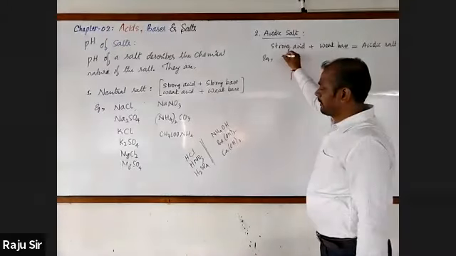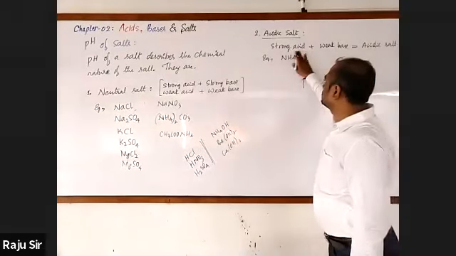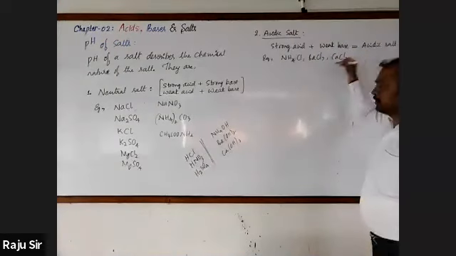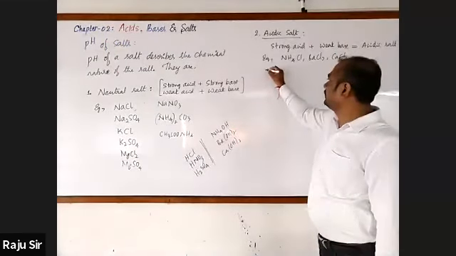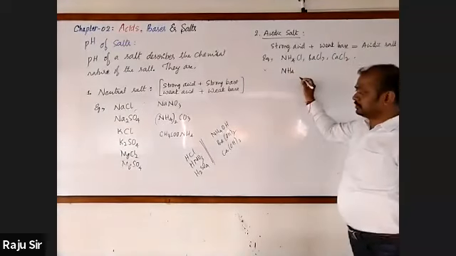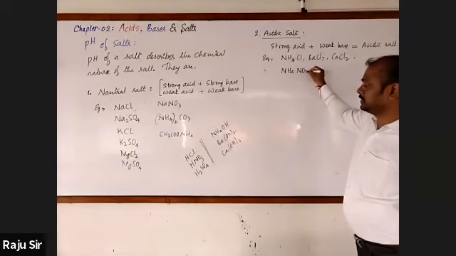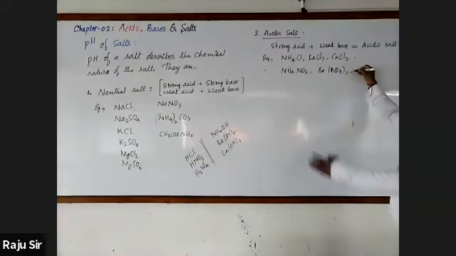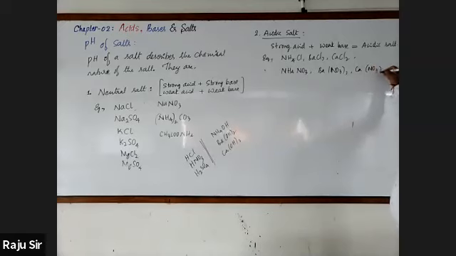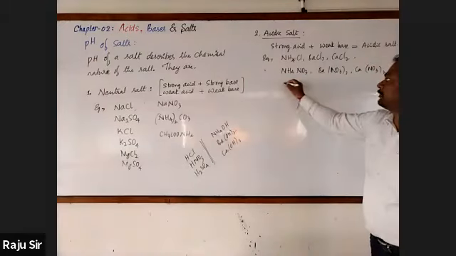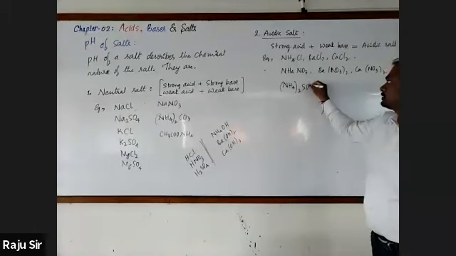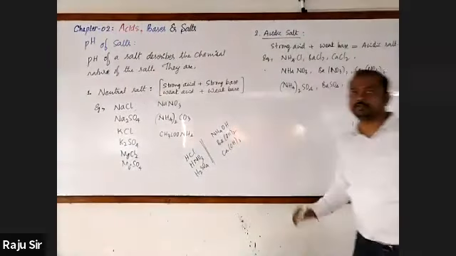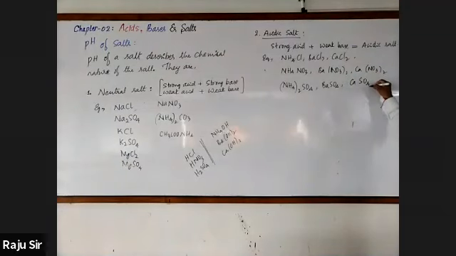So the salts are ammonium chloride NH4Cl, barium chloride BaCl2, calcium chloride CaCl2. Next, ammonium nitrate NH4NO3, barium nitrate Ba(NO3)2, calcium nitrate Ca(NO3)2. Next, ammonium sulfate (NH4)2SO4, barium sulfate BaSO4, and calcium sulfate CaSO4.